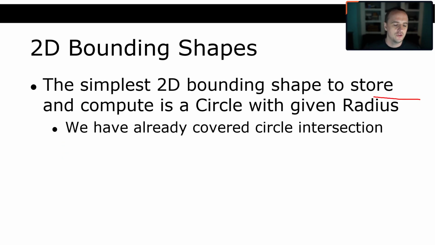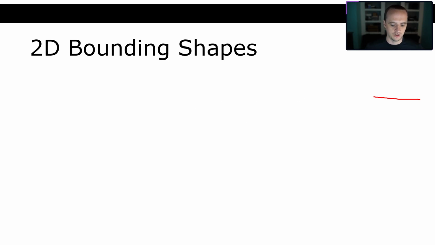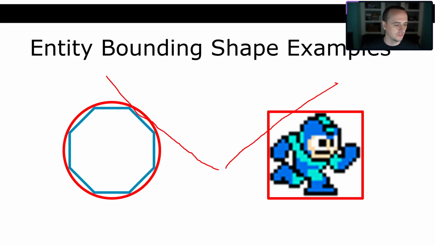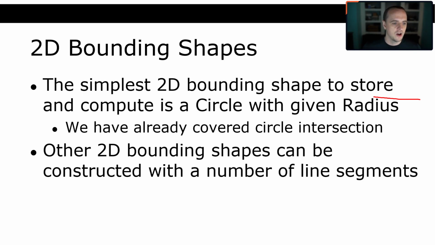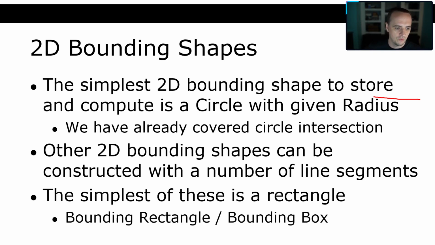So 2D bounding shapes. The simplest 2D bounding shape to store and compute is a circle with a given radius. And we've already covered circle-circle intersection. The simplest possible intersection of two shapes, in my opinion, in 2 dimensions is 2 circles. We already covered that. Other 2D bounding shapes can be constructed with a number of line segments. The simplest of those is a rectangle or a bounding box.